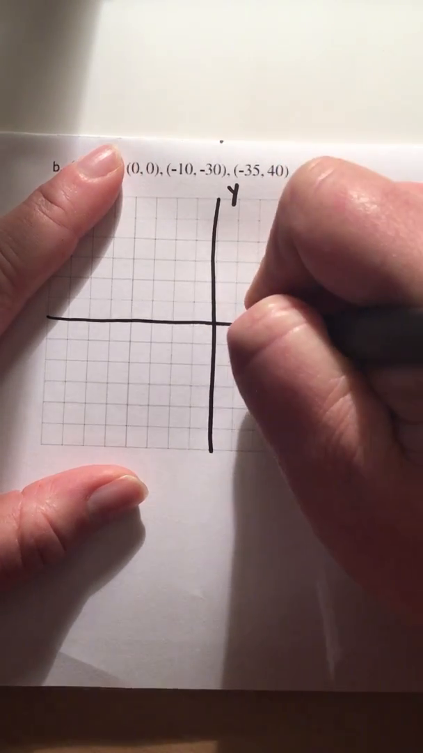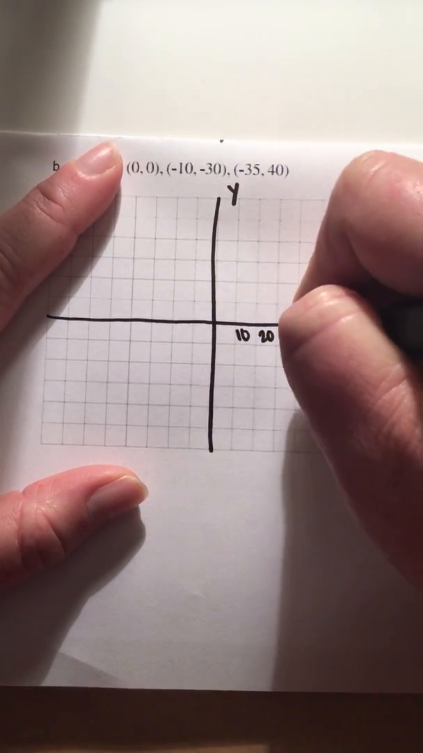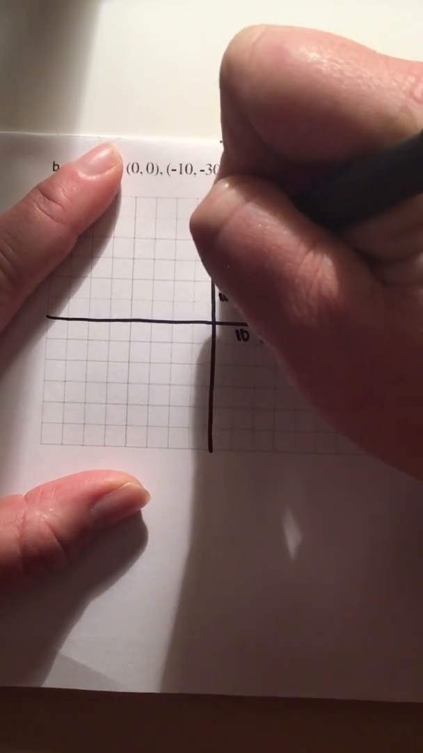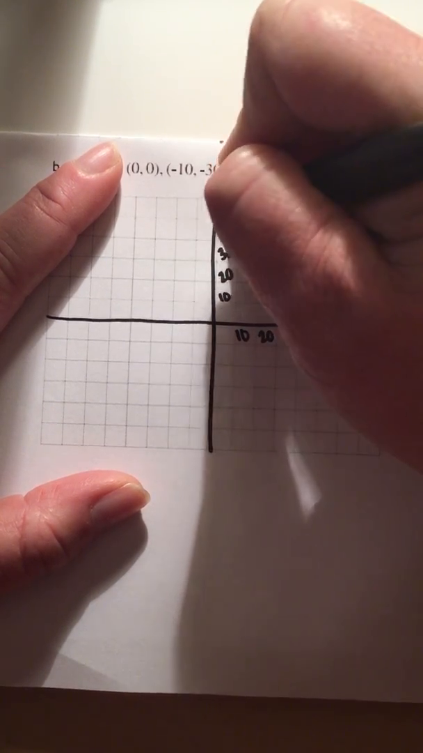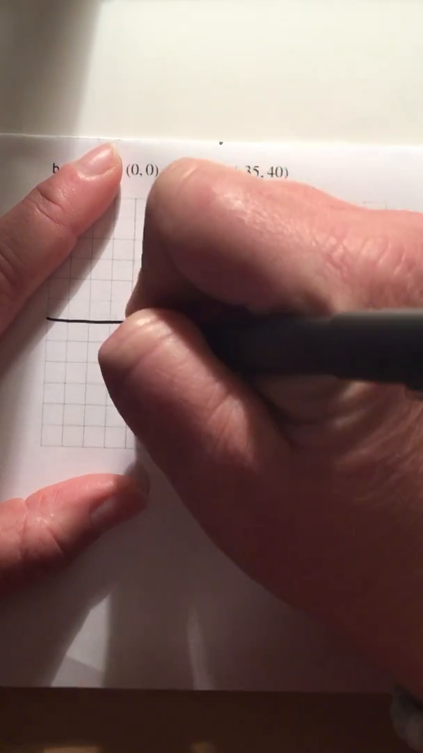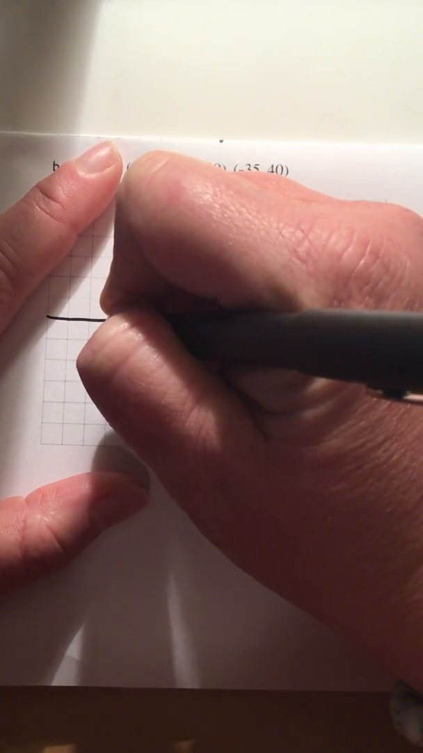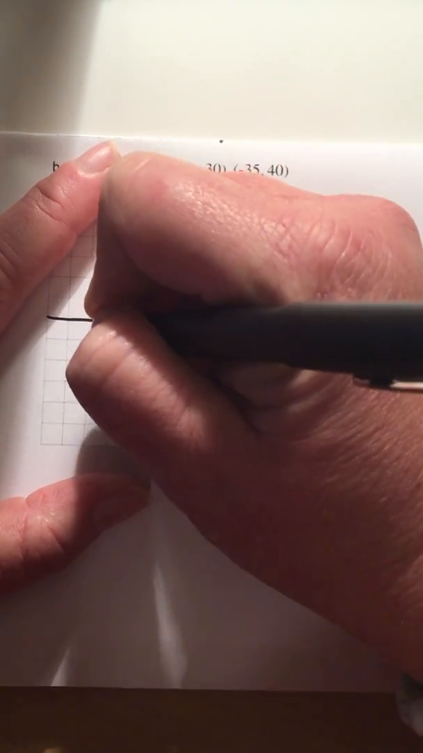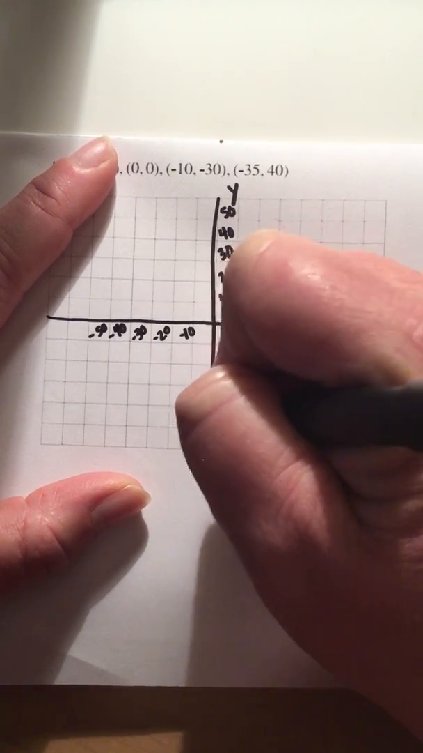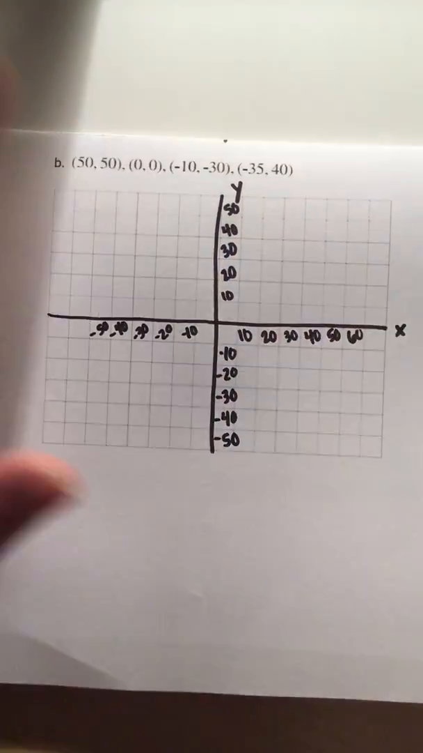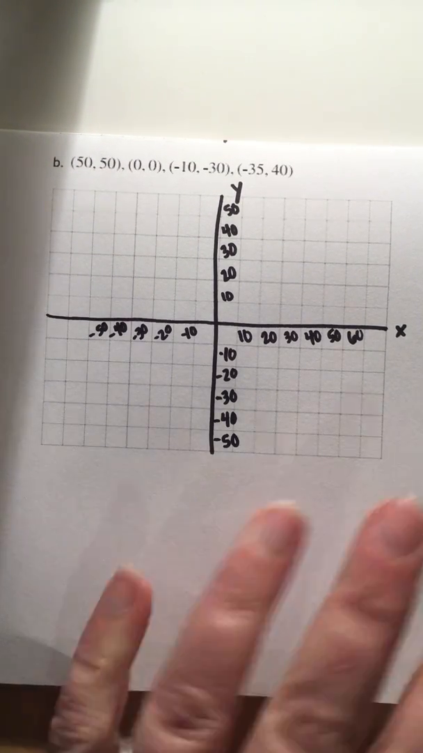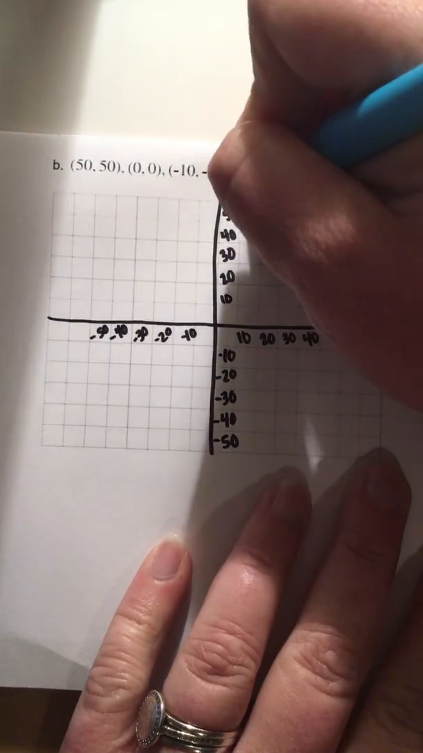So I'm going to do 10, 20, 30, 40, 50, 60, 10, 20, 30, 40, 50. It's going to be a little bit harder. So -10, -20, -30, -40, -50. -10, -20, -30, -40, -50. Okay, same thing. We're going to use a different color so it stands out. Remember, you do your X first, your Y second.